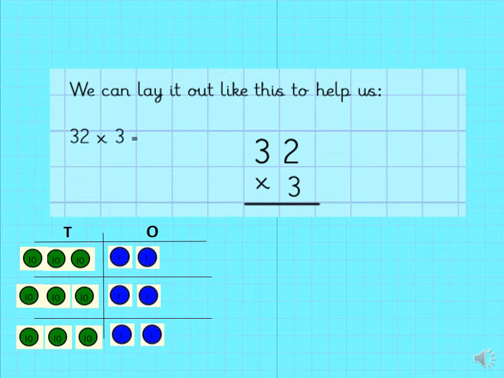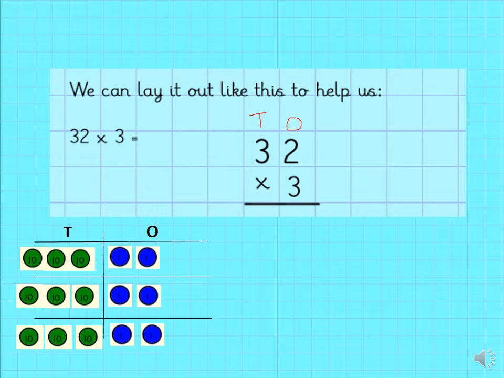Okay, so here is our first one. So like the last slide, this is how we set it out. So we've got 32 times 3. And here I'm just showing you that it's 3 groups of 32. Okay, that's all we're trying to find out. Okay, so 3 groups of 32. So let's have a think about how we might do this. So first of all, here are our tens and here are our ones.